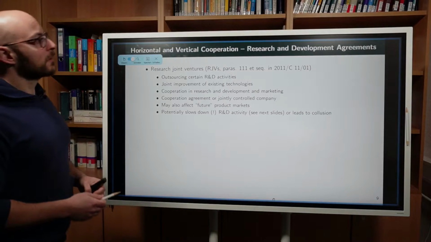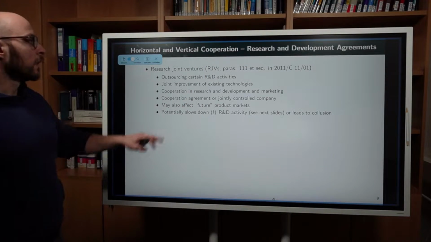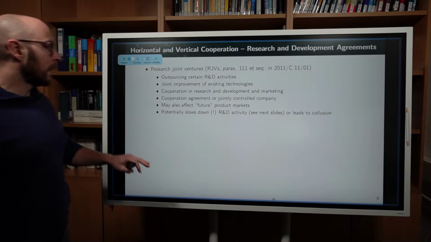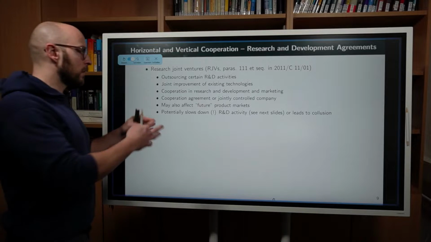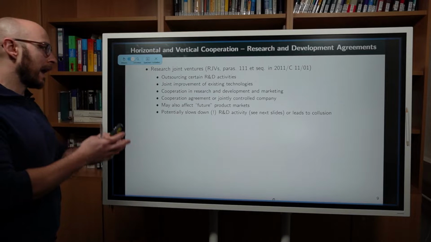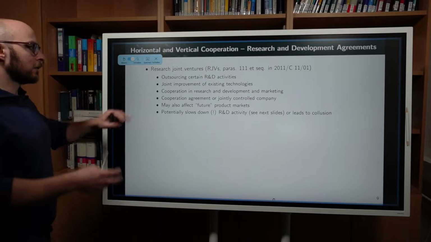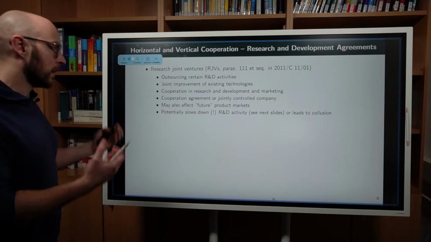Okay. Next, let us talk about research and development agreements. They are called research joint ventures, and they could involve different activities. It could be that two firms outsource the research activity to a joint lab, or it could even be that they cooperate directly or coordinate, or something like that.